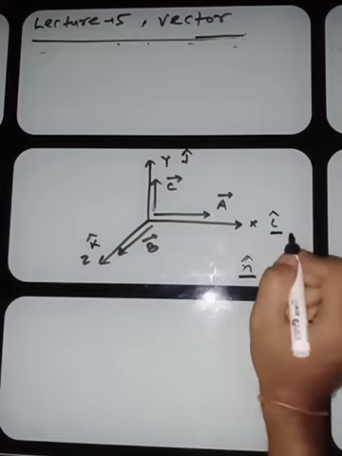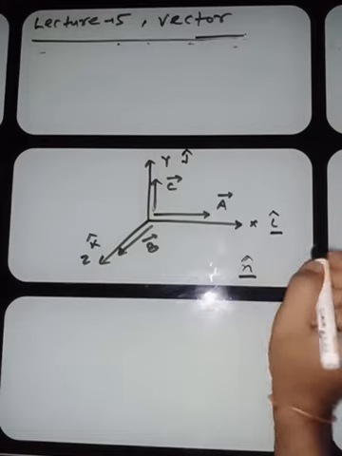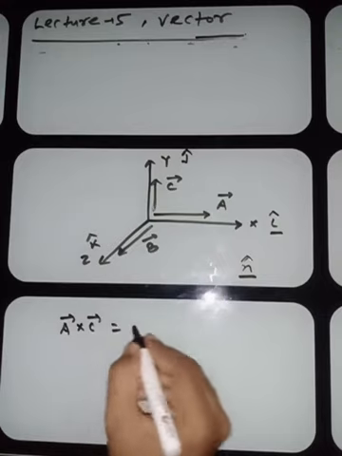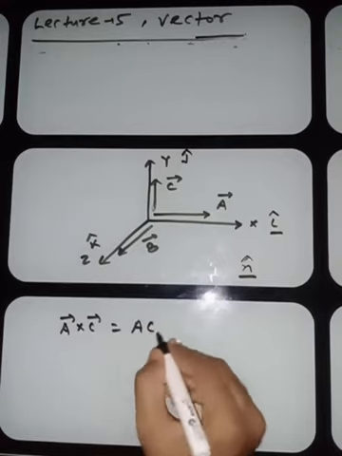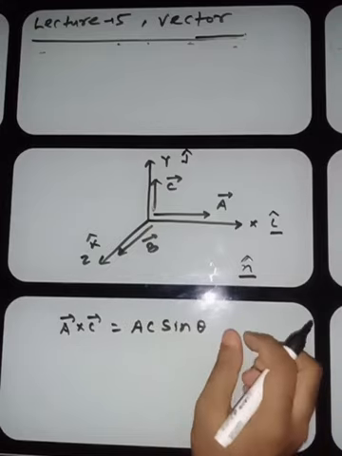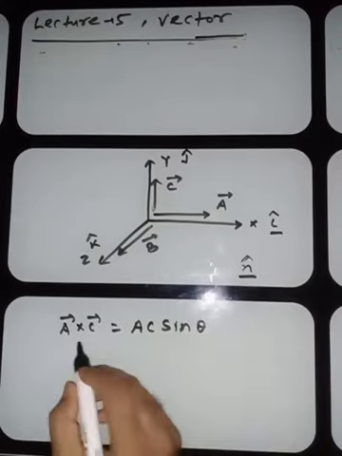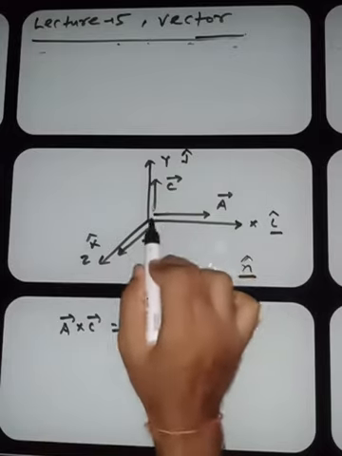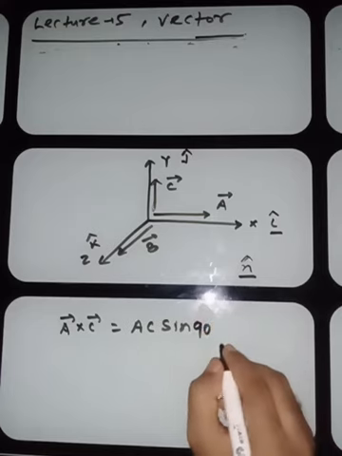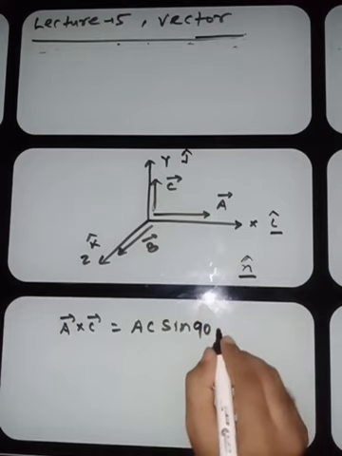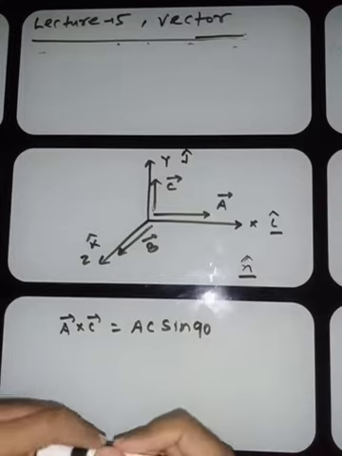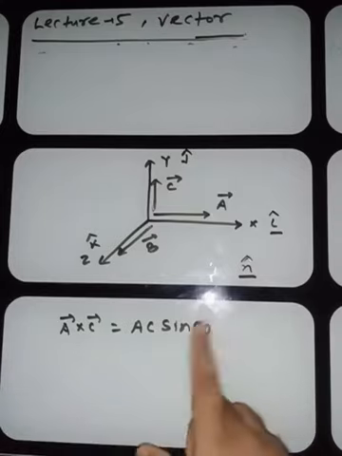Now if I say find A cross C, then you will say AC sine theta. Good, no problem. Here theta is the angle between A and C. So here is A and here is C, so you will put 90 degrees. Very good, excellent. What about the n cap? You have to do the practice, my dear students, and you will get a number of physical quantities.